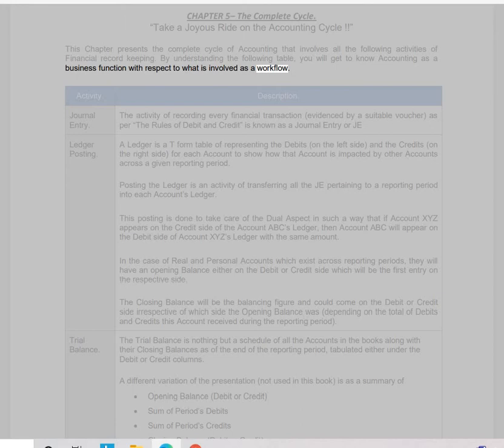involved as a workflow. Activity. Description. Journal entry. The activity of recording every financial transaction, evidenced by a suitable voucher, as per the rules of debit and credit is known as a journal entry, or JE.